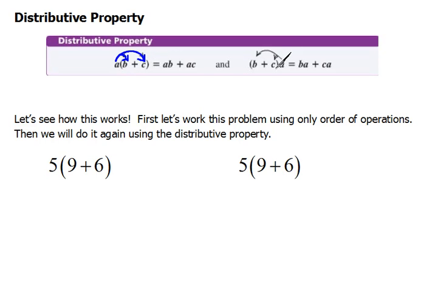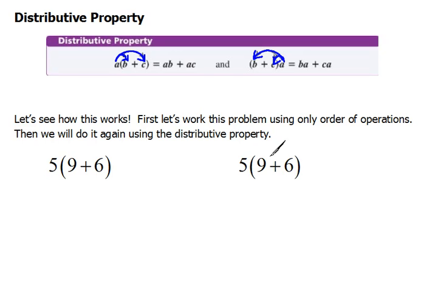So, and now likewise, we could go backwards. Here we have B plus C times A, and they say that's the same thing as B times A. See, we're distributing that multiplication to each one of those items in the parentheses, plus C times A. Okay, let's look at it with numbers so that we can see that this does work, and then we'll do some more practice with it.